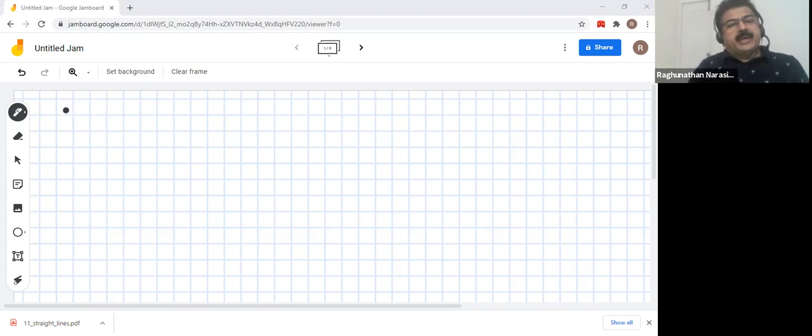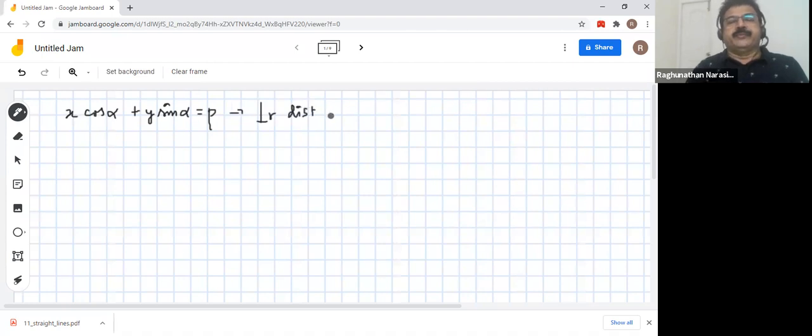That one format, x cos alpha plus y sin alpha, gives the length of the normal. The length of normal is nothing but the perpendicular distance of the line from the origin.